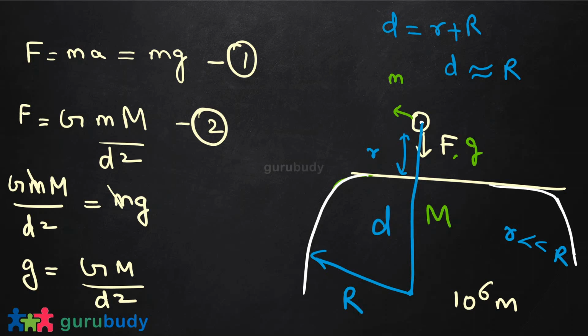But as long as you are looking at an object close to the surface of the earth, you can approximate d by capital R. So if I use that, then my small g becomes capital G, capital M, over R square. Now I'm going to use a different page here. So I calculated that g is equal to capital G, capital M over R square.